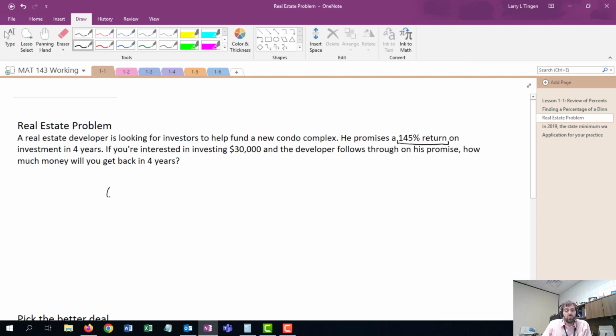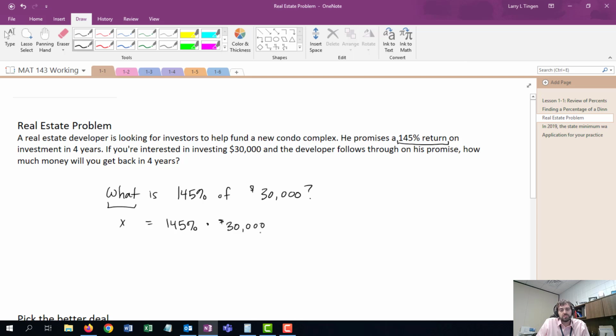So that means what? That means I need to know what is 145% of $30,000. Now, I know the problem told me it was going to take 4 years for this to happen, but I don't care how long it takes, because all it asked is if they follow through, how much money am I going to get? There's that variable x, equals 145% of means times 30,000. Okay?